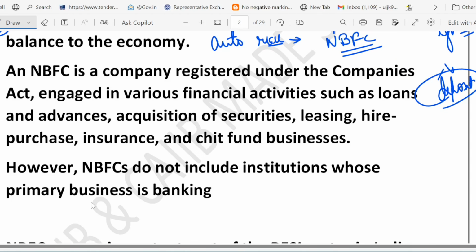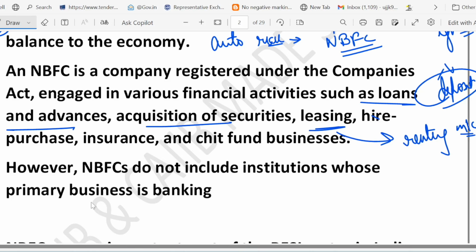But what do they offer? They offer loans and advances. They offer insurance. They offer leasing. What is the meaning of leasing? Like renting machinery, that is leasing. They offer hire purchase, which means payment in installments. There is a separate chapter on leasing, we will cover it there. Chit fund business, which is like a group saving scheme. So basically, they can't take deposits like a bank because they provide financial services without a banking license.